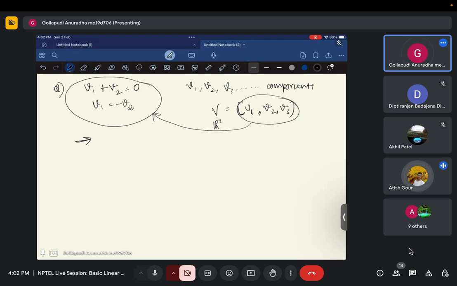It's not like that, because this should be linearly independent. If v1 is equal to minus v2, then they may not be linearly independent. Okay, let's see this question. So first of all, for a set of vectors to be a vector space, one rule is the zero vector must be in that set.